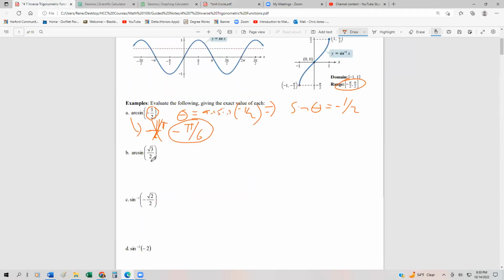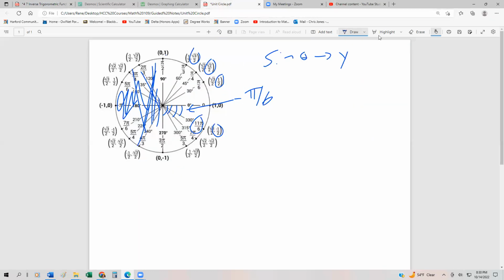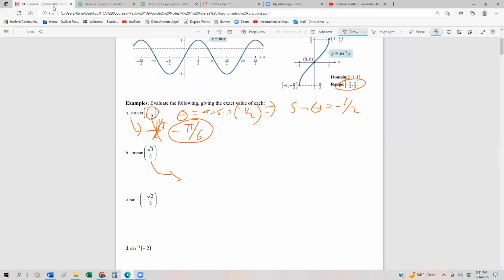Now, if I want the arc sine of root 3 over 2, what I'm going to do is look in the unit circle, and I'm just going to look for where we have root 3 over 2 as a y coordinate. And this one's a lot easier because it's positive. And so I notice right here at root 3 over 2, the angle is pi thirds. Okay, so this would just be pi thirds.